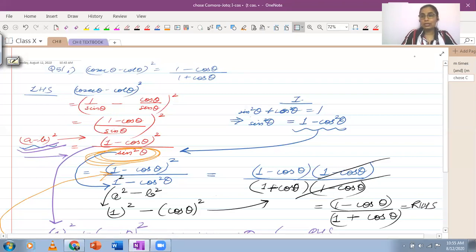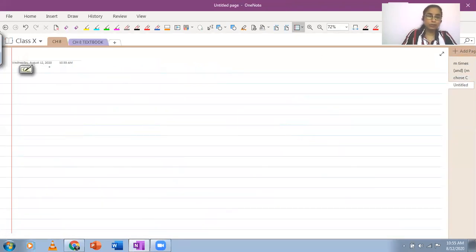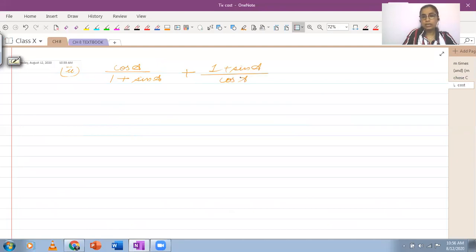I'm just going to take it real slow. I actually wanted to finish this, but this should be done slowly. Don't rush with these questions. Let's do the next part. We have cos A over 1 plus sine A plus 1 plus sine A over cos A equals to 2 secant A.